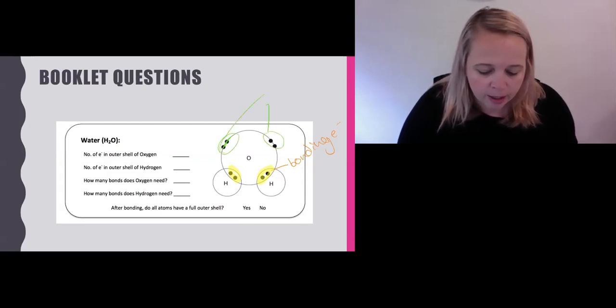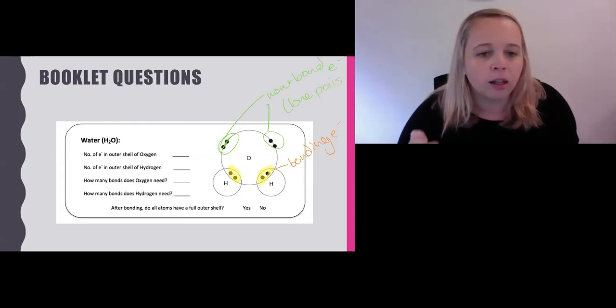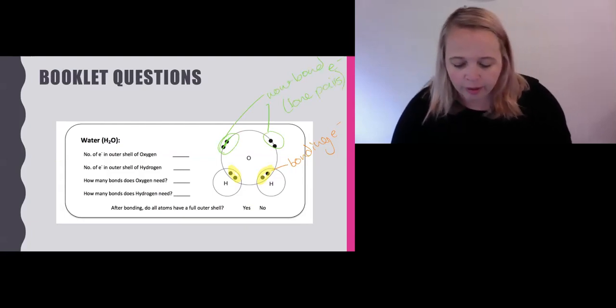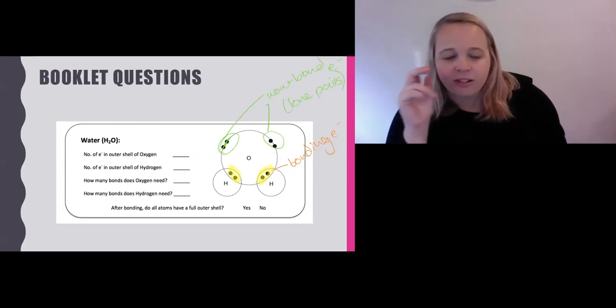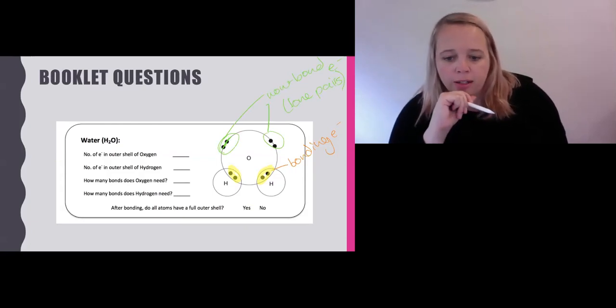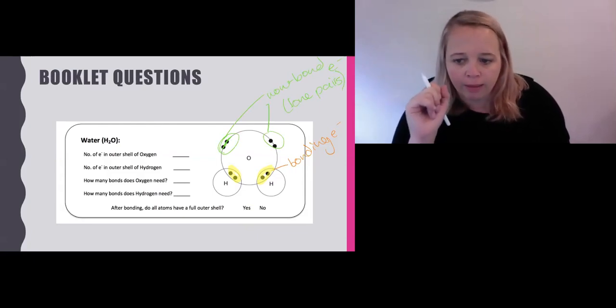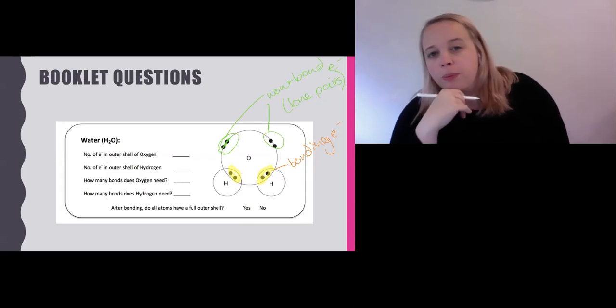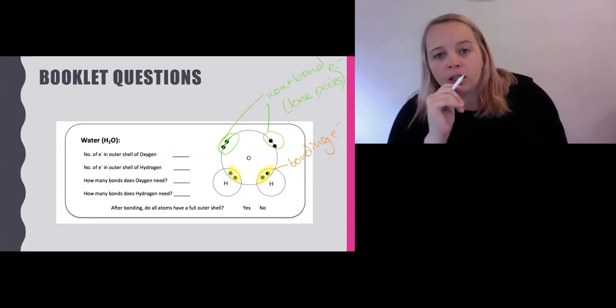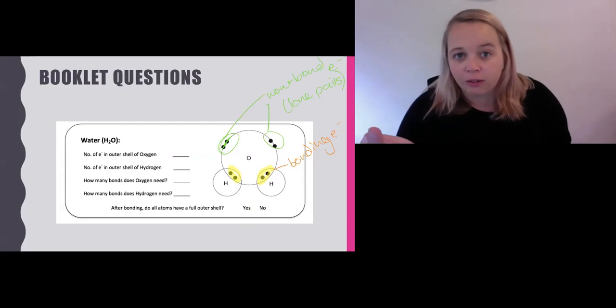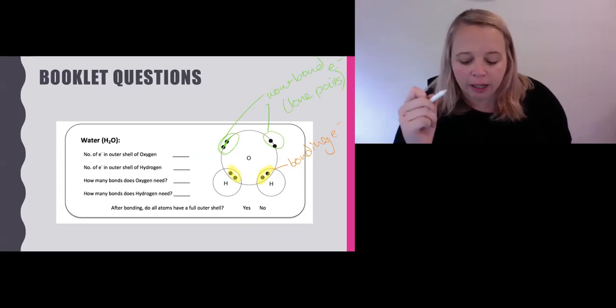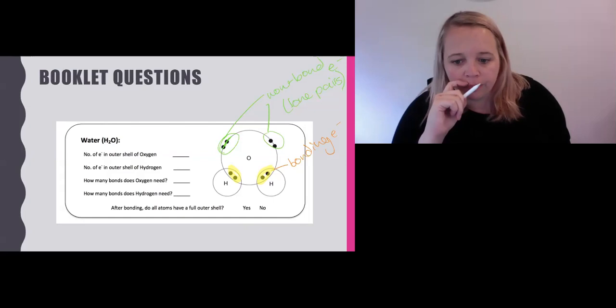These are called non-bonding electrons, and they exist in pairs, so they are called lone pairs. These are the electrons that are not being shared between the atoms. The lone pairs do not hold the molecule together, but they do play a role. That role is going to come into play when we talk about the shapes of different molecules. So these play a role in the shape of the molecule.